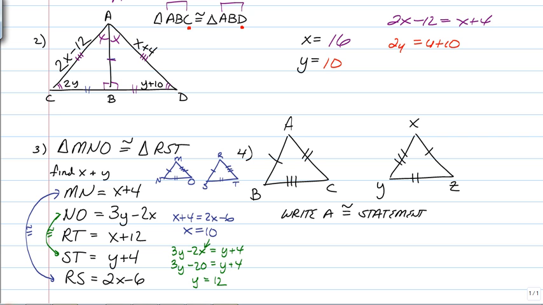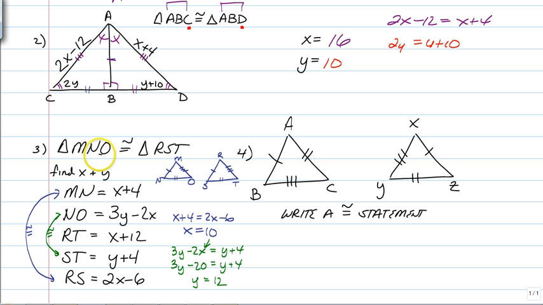So if you got X is equal to 10 and Y is equal to 12, you are good to go on number 3. Basically, you could have drawn a picture if you want, or you look at MN, first two letters has to match up with first two letters RS. So MN is equal to RS. So you set those two equal, you get X equals 10.